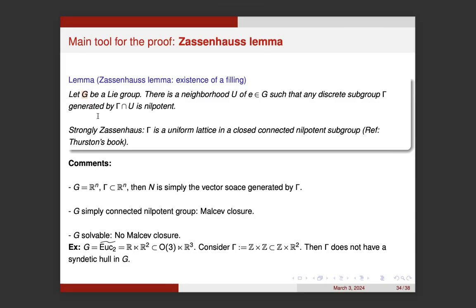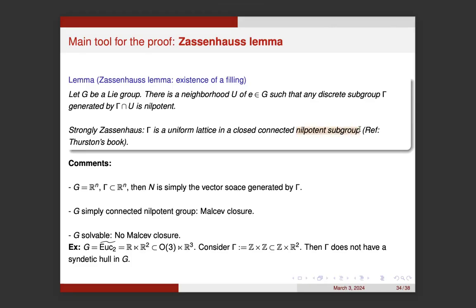And it's even stronger than that. We call this strongly Zassenhaus. There is a neighborhood U of the identity such that if a discrete subgroup gamma is generated by elements inside this open neighborhood, then gamma admits a syndetic hull. Then gamma is a co-compact lattice in a connected Lie subgroup, which is nilpotent.